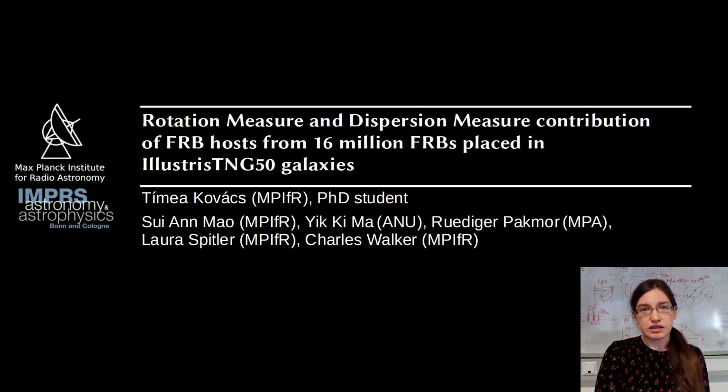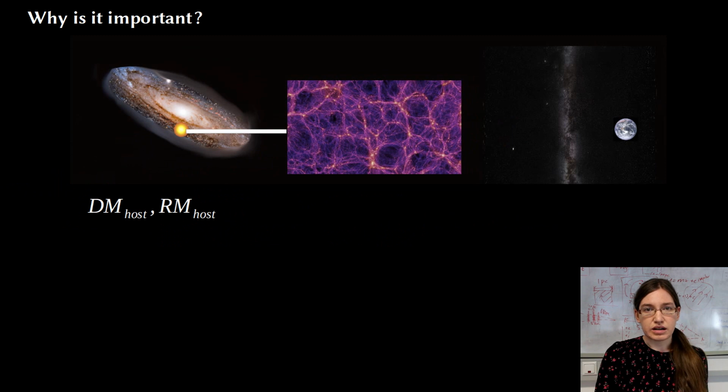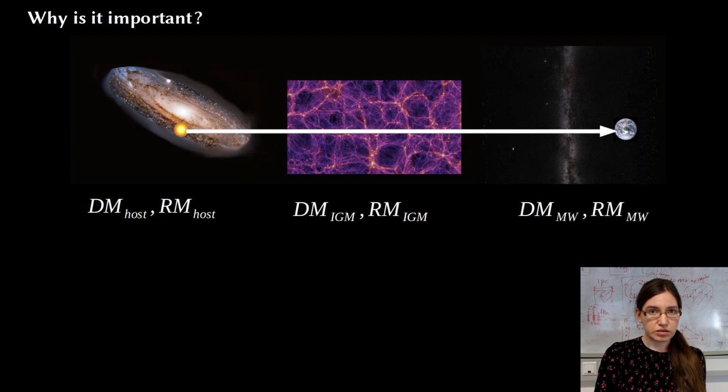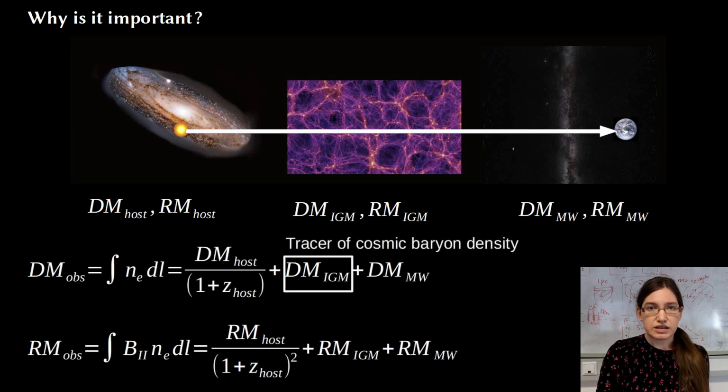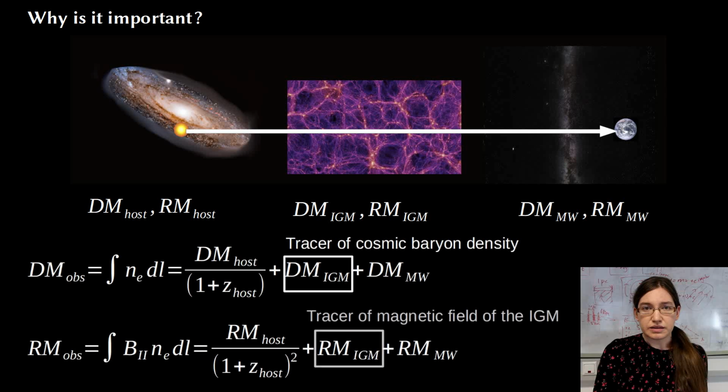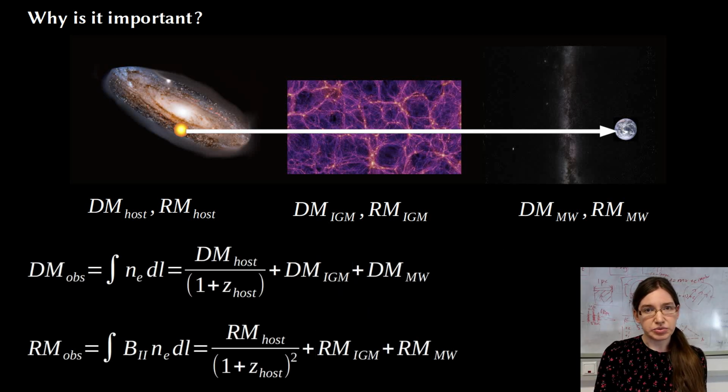I'm going to present our initial results on calculating the dispersion measure and rotation measure of FRB host galaxies using the IllustrisTNG50 simulations. The observed DM and RM of FRBs consist of multiple components, and the large sample of FRBs can provide a tracer for the cosmic baryon density and the intergalactic magnetic field. However, we have to carefully subtract the host contributions.